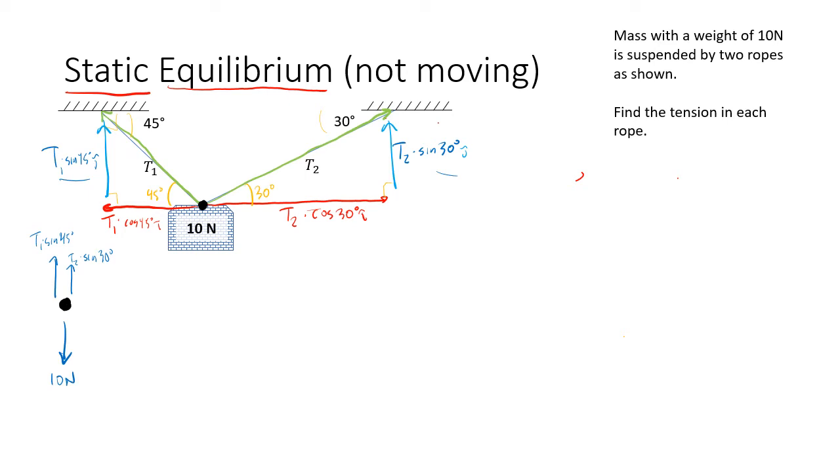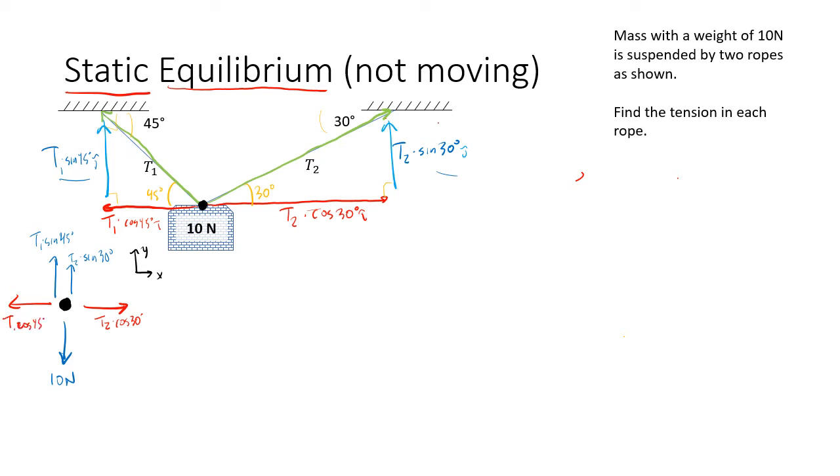Now it's important here to define what's positive and what's negative. Since it's usually convention in math to say that up and to the right is positive, we'll just say that up and to the right is positive. So down to the left is negative. Now horizontally, we have these two forces. We have tension 2 times cosine of 30 degrees going that direction, and tension 1 times the cosine of 45 degrees going that direction.